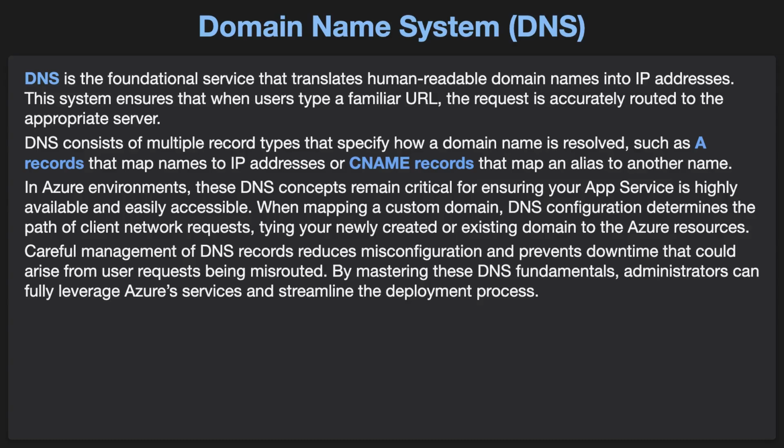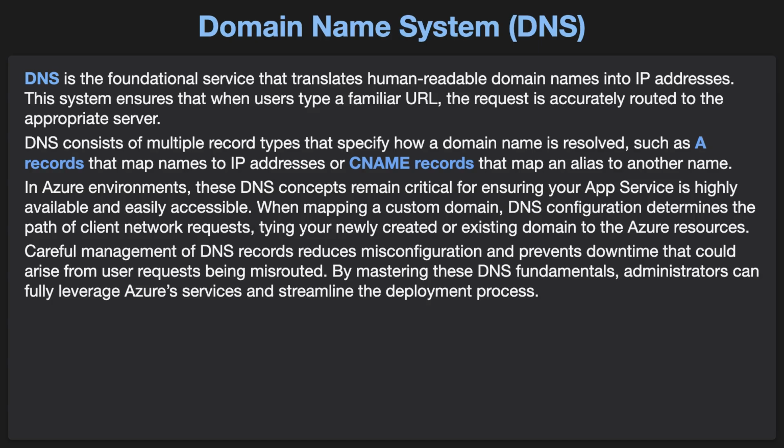Domain Name System, DNS, is the foundational service that translates human-readable domain names into IP addresses. This system ensures that when users type a familiar URL, the request is accurately routed to the appropriate server. DNS consists of multiple record types that specify how a domain name is resolved, such as A records that map names to IP addresses or CNAME records that map an alias to another name. In Azure environments, these DNS concepts remain critical for ensuring your App Service is highly available and easily accessible.